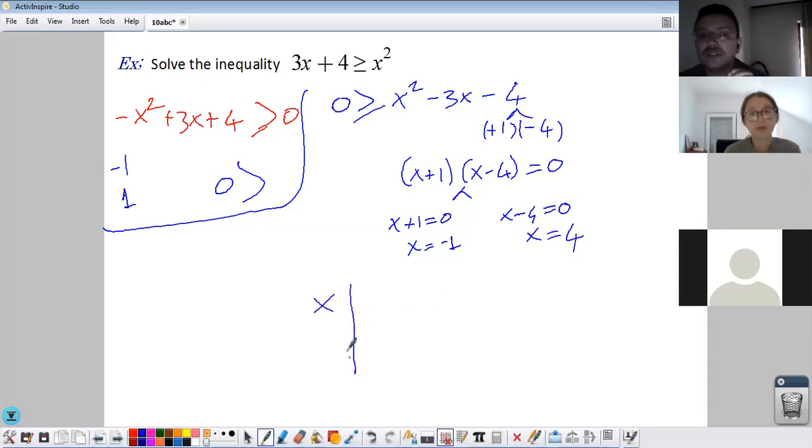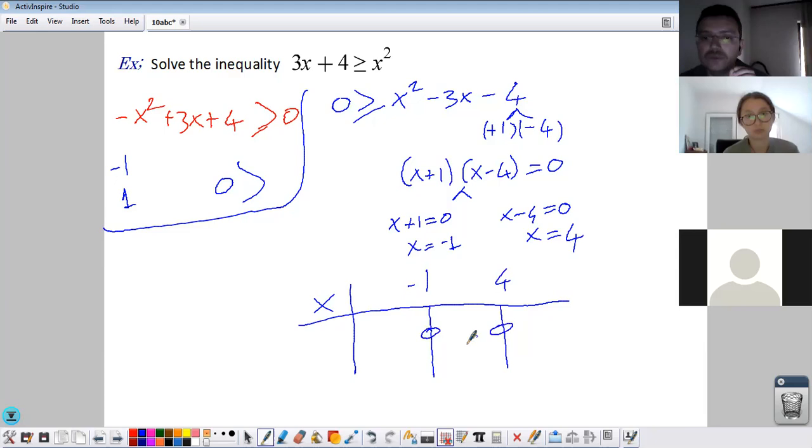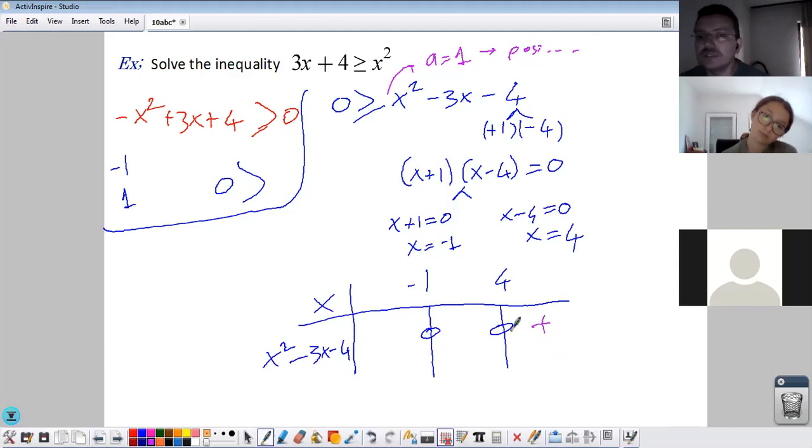So then we prepare the sign chart. Minus 1 and plus 4 are making it equal to 0, and we are comparing the signs of the whole expression. So should I start with plus or minus over there? To be able to check that, we check a number here. A number is equal to positive 1 right now. So it is positive, so I start with plus. After every root, we change the sign.